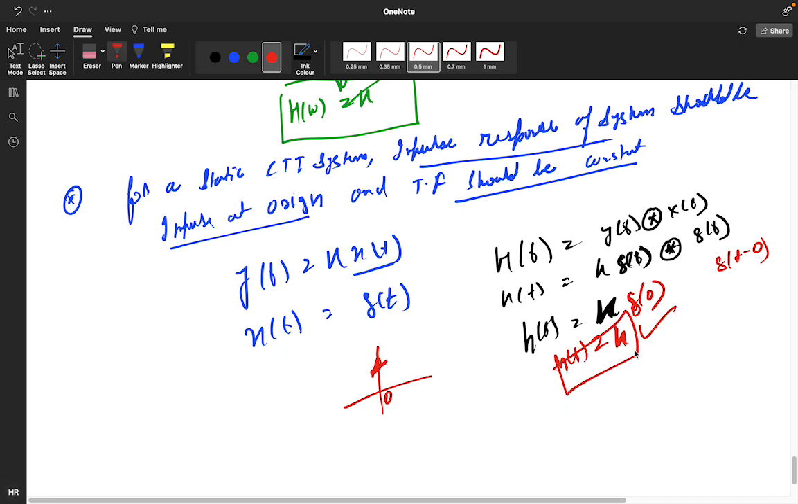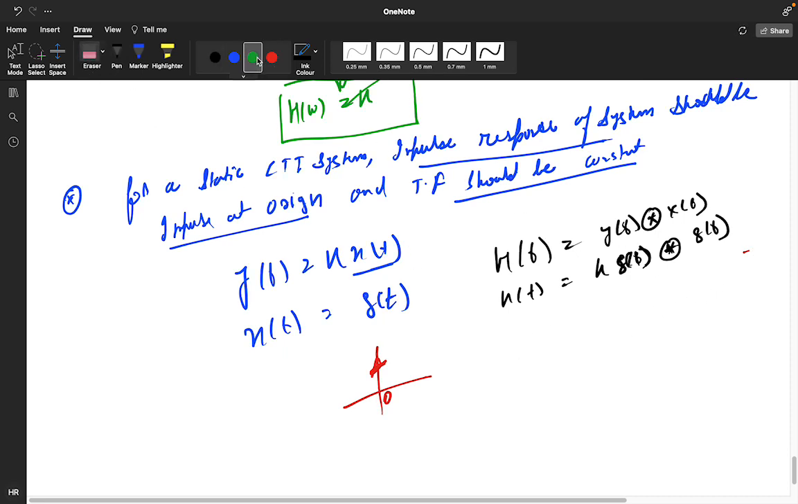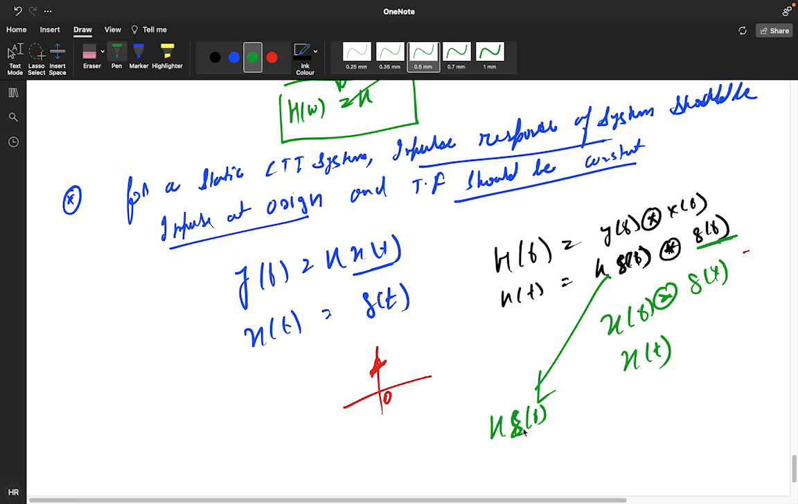So it is coming k only. Basically, you are getting the impulse response, k delta t. I told you to use the property x of t convoluted with delta t, the result will be x of t only. So I am using that property only. This is delta t, so the result will be k delta t only. That means at 0 I am getting the impulse response.